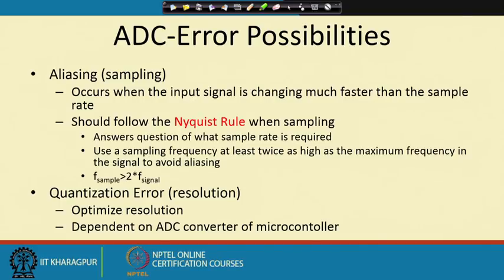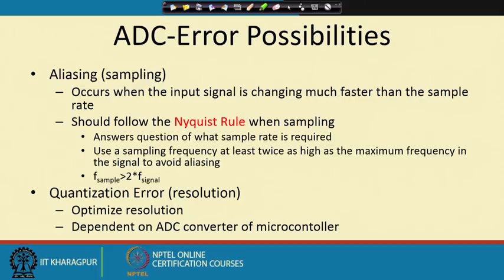The maximum frequency in a signal means, for example, if there is music playing, there are several signal frequencies present. If you want to get a true picture of the music, you have to find out the maximum frequency in that music, and the sampling rate should be twice that of the highest frequency. If we do not do that, there will be aliasing, so later on the reconstruction may be problematic, and you may not get the original signal back in its true form.